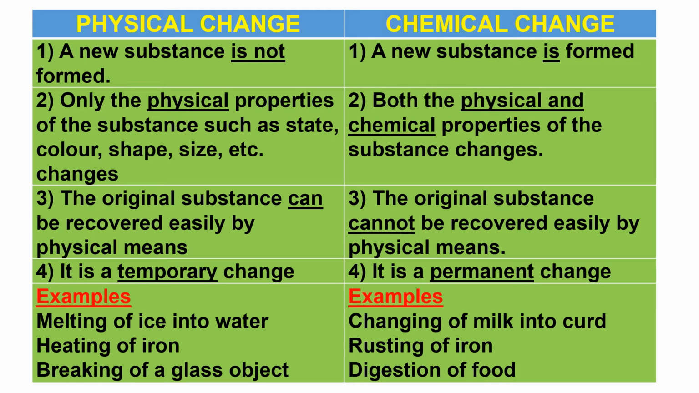Now let's see the example which I have given down there. First example in the physical change column, melting of ice into water. When ice changes into water, does the substance change? No, the substance remains the same. Ice also is water, and water is also water. Ice is water in the solid state, whereas water is in the liquid state. So only the state has changed. That means only the physical property has changed. So is a new substance formed? No. What properties have changed? The physical property, as I said, only the state has changed.